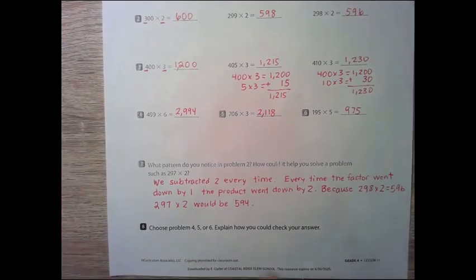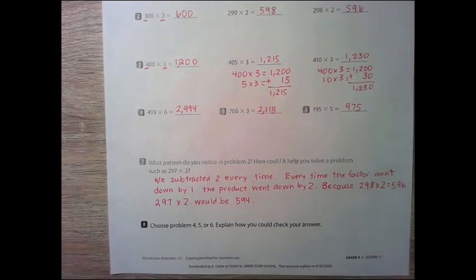And then lastly, it said number 8, choose problem 4, 5, or 6 and explain how you could check your answer. Well, again, you could check it using a different strategy. So you could use like an area model, or maybe you used a calculator to help you check your answer. But again, everyone's answers for number 8 will be a little different.